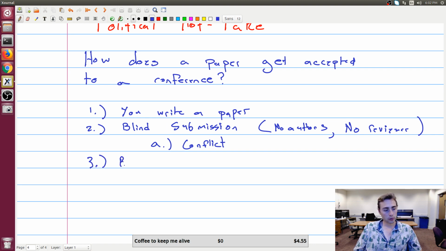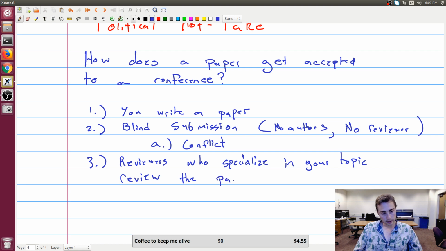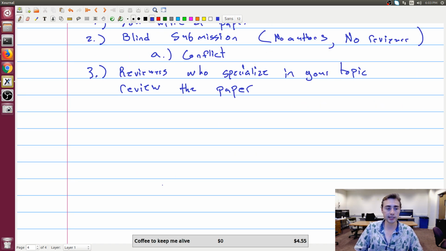So then 3, reviewers who specialize in your topic review the paper. So if you submit a paper on GPU microarchitecture, it's going to be reviewed by people that specialize in GPUs. It's not going to be reviewed by people that are only operating system people. That'd be very unlikely, unless you have some operating system GPU crossover thing. But if you do something specifically GPU microarchitecture, it's going to be reviewed by people that do work in that area. Maybe it's industry people on the PC committee, maybe it's academic people on the PC committee. So the third step is that reviewers who specialize in your topic review the paper.